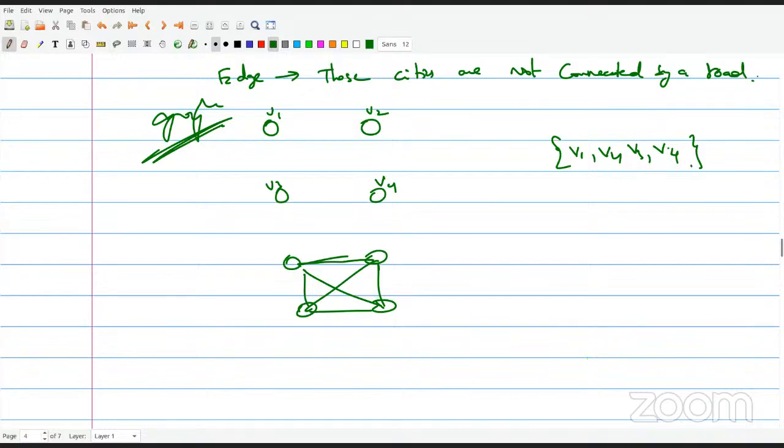Is that what we can conclude? So if there is no edge, then obviously it means there are no cities that are not connected to each other. That means all the cities are connected to each other. So the way we define the edges matters. Sometimes we may define it like this or like that.